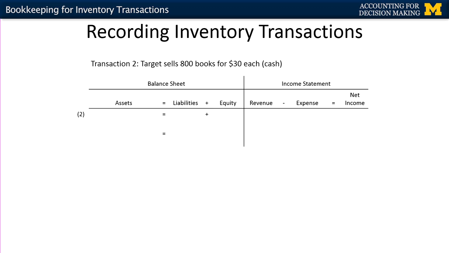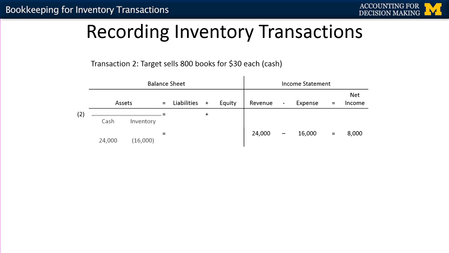Target sells these books for $30 each. That's great. We only paid $20, and we're going to sell them for $30. So what happens on our financial statements? Well, remember revenue that we did in the last module? We recognize that we have revenue of $24,000. Last time we weren't able to say what the expense was, but now we can say there's a related expense of $16,000, which means we've created net income of $8,000.